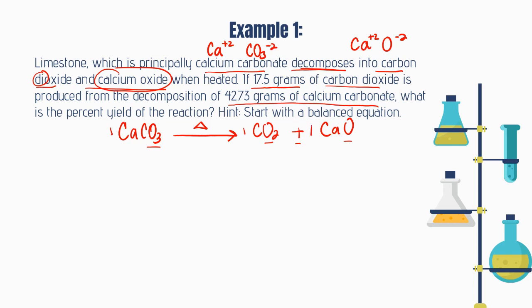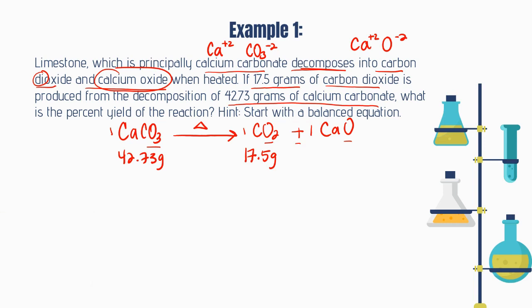All right, I'm going to go back and read the problem and pull out the information. It tells me I have 17.5 grams of carbon dioxide. So I'm going to write that here, 17.5 grams of CO2 and 42.73 grams of calcium carbonate. Sometimes it helps to write the information in the problem under the balanced equation, then you don't have to keep looking at the equation. So let's look at the information and think about this.